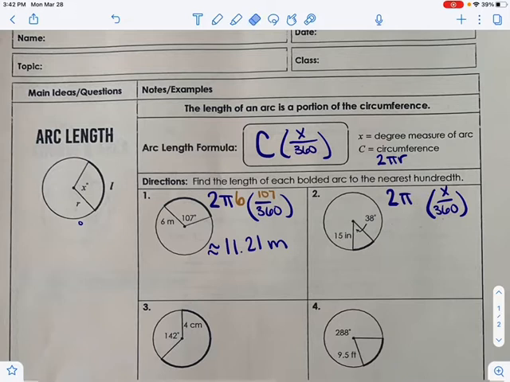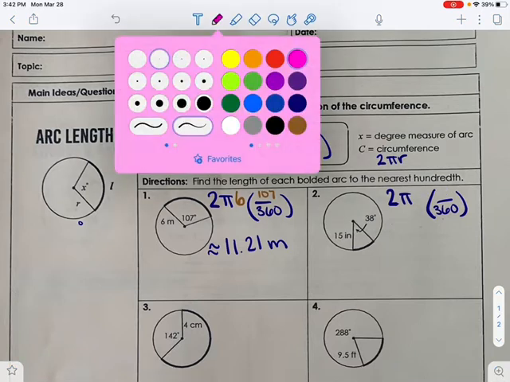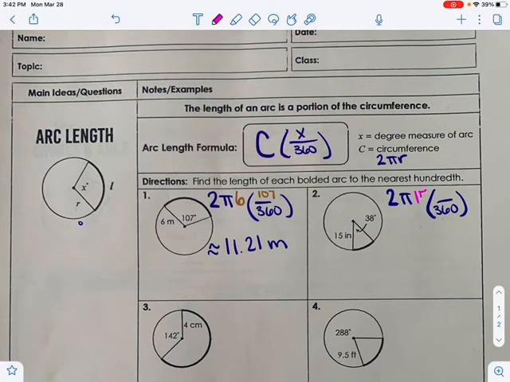Get rid of the r, get rid of the x, and put actual numbers in their place. In this case, the r is 15, because the r is the radius. The x is 38. In the calculator, 2 times the pi button times 15 times 38 divided by 360, and you should be getting 9.95 inches.